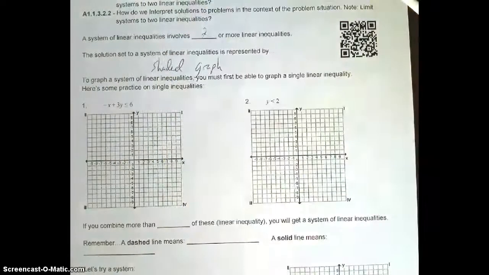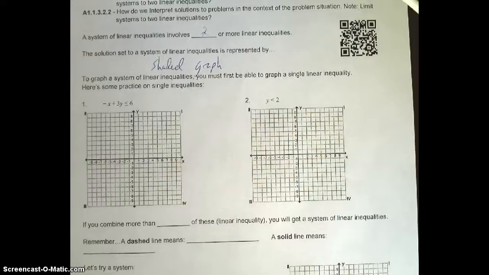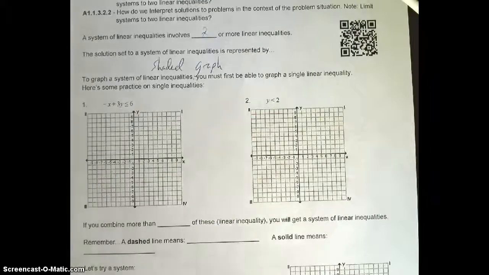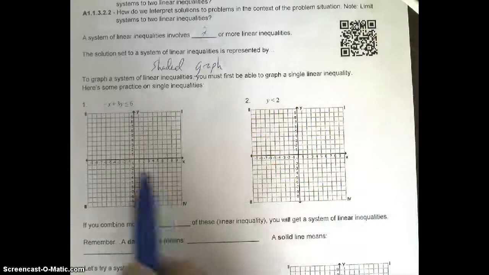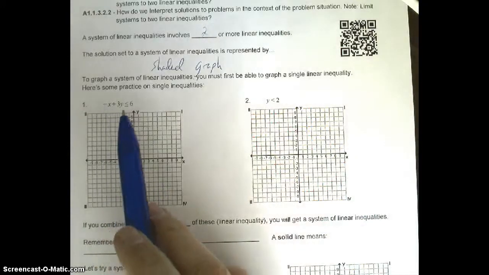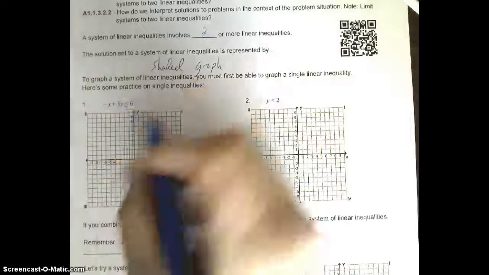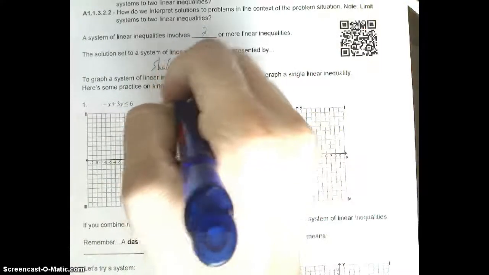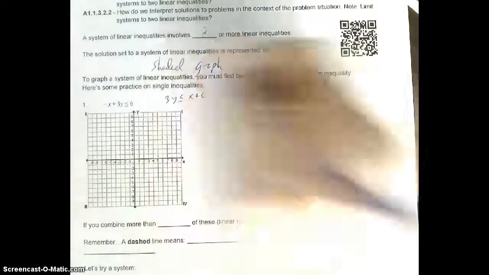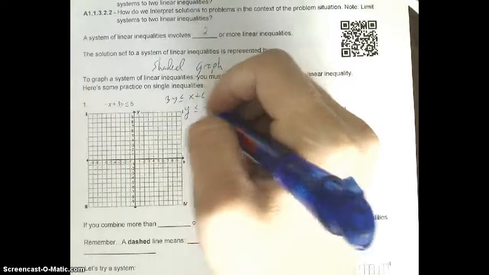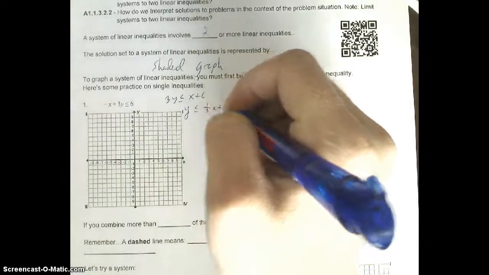To graph a system of linear inequalities, you must first be able to graph a single linear inequality. Here's some practice on a single linear inequality: negative x plus 3y is less than or equal to 6. Get y by itself, so I'm going to add x over. 3y is less than or equal to x plus 6. Divide everything by 3. We get y is less than or equal to 1/3 x plus 2.